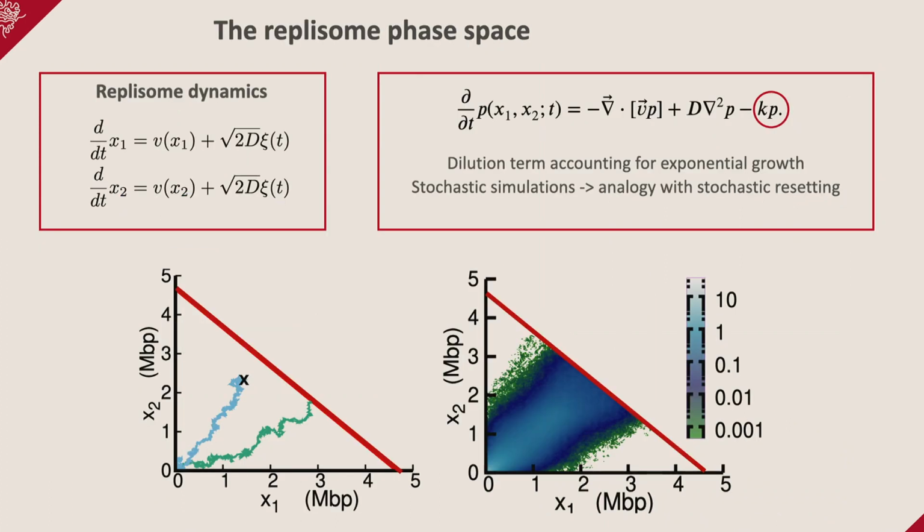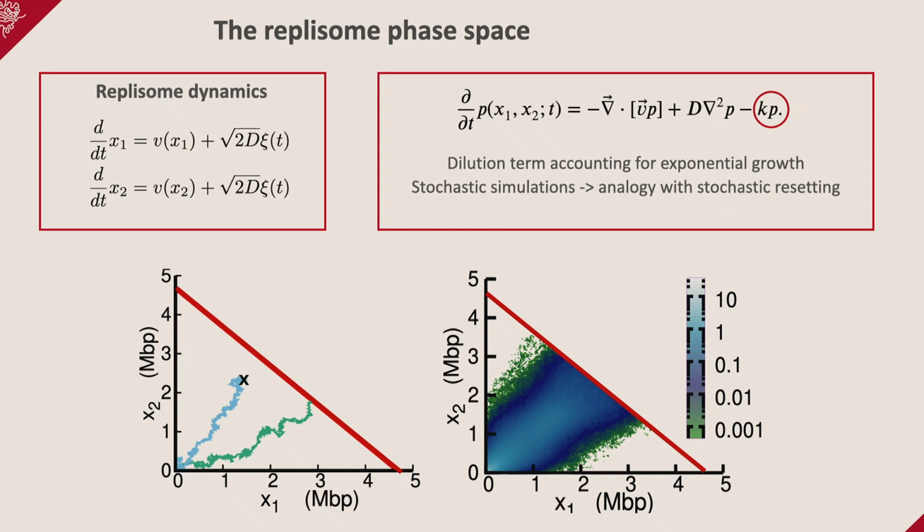What happens in the end is the following. If I look at the population level probability of finding an incomplete genome with a length x1 of the genome copied by the first replisome and x2 by the second replisome, this will evolve according to a PDE, which looks a bit like a Fokker-Planck equation, but has a death term, which comes from dilution, so from the fact that the population is growing exponentially, so you don't have a conserved number of cells.